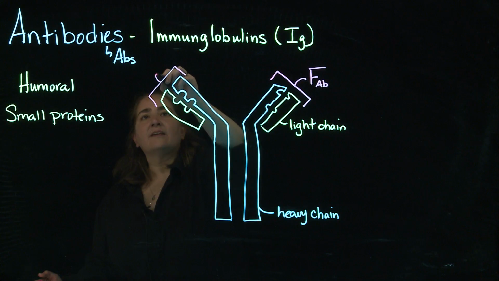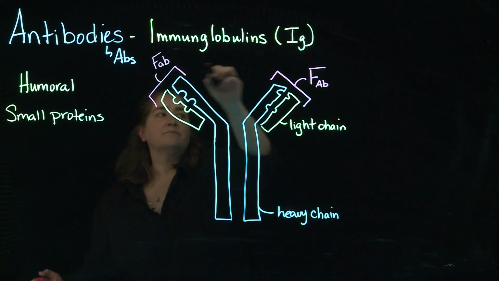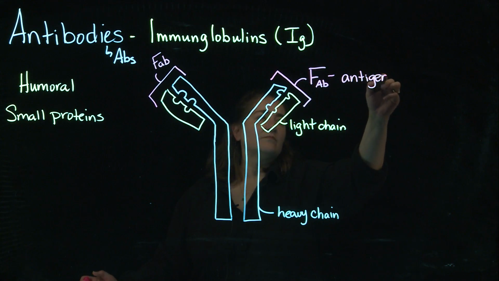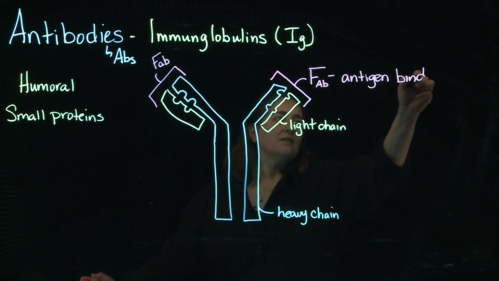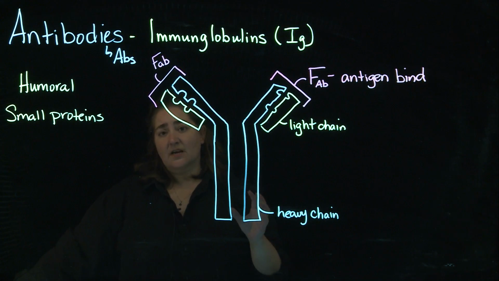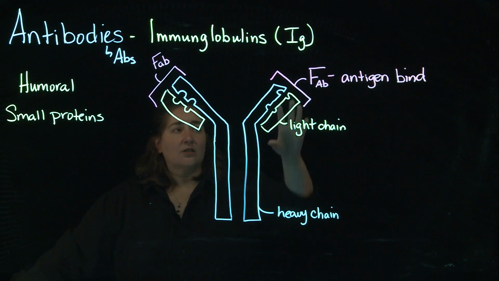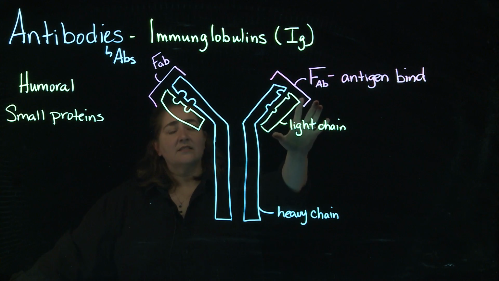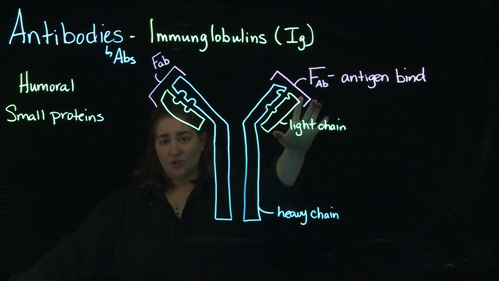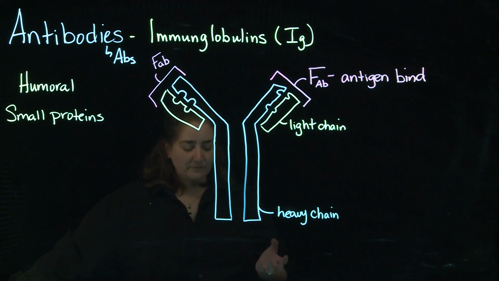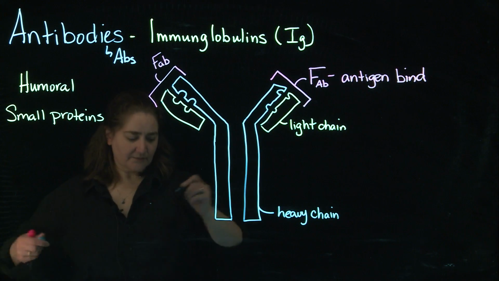In that FAB region is where our antigen, or that PAMP on the outside of our invading pathogen, is going to bind to our antibody. This is the part that recognizes it, so this is the highly specific portion of the antibody. The FAB portion is where the antigen binds.